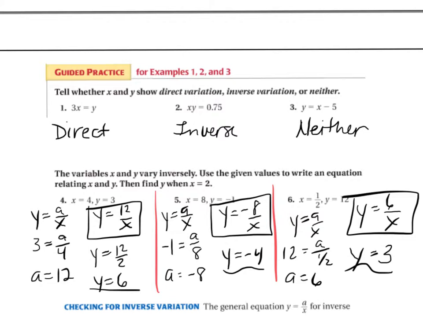Make sure for 4 through 6 that you understand that you need to actually write the inverse variation equation before you can evaluate it for x equaling 2. So the boxes or rectangles are around the important part that I'm looking for, and then it's very simple, of course, once you have that equation, to substitute in x equals 2.